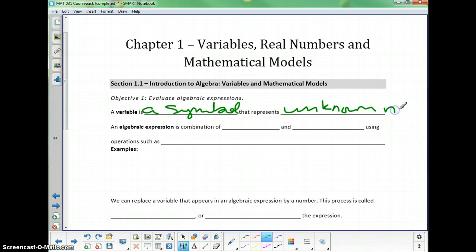I'm trying to write fast, my handwriting's not that good. An unknown number. You can figure out what that says, I hope. An algebraic expression is a combination of variables, numbers, and operations such as addition, subtraction, multiplication.